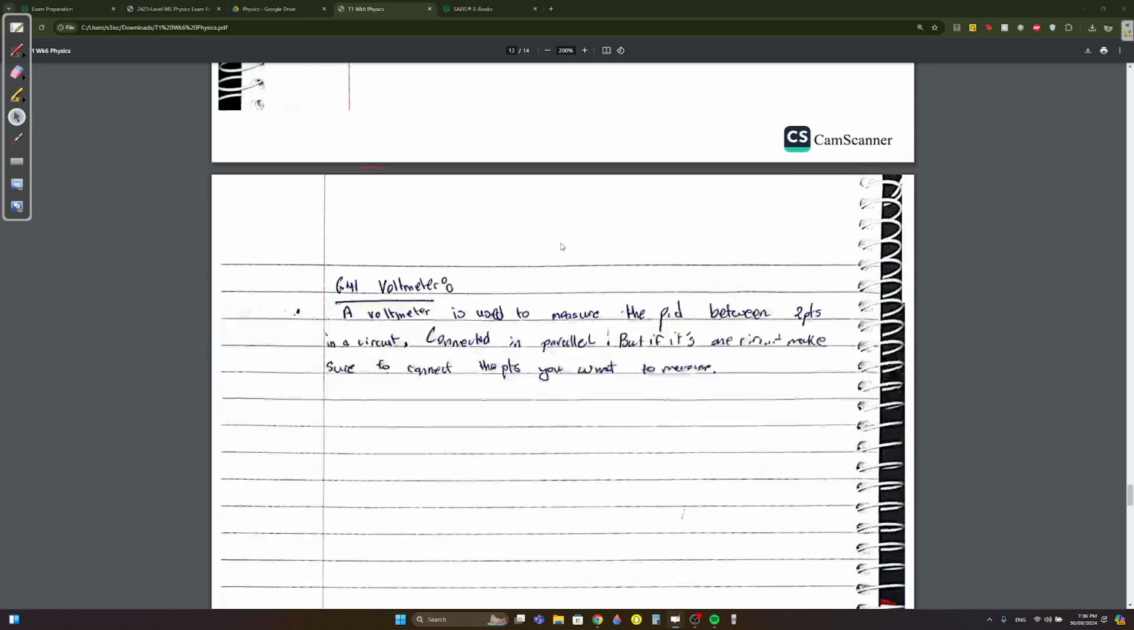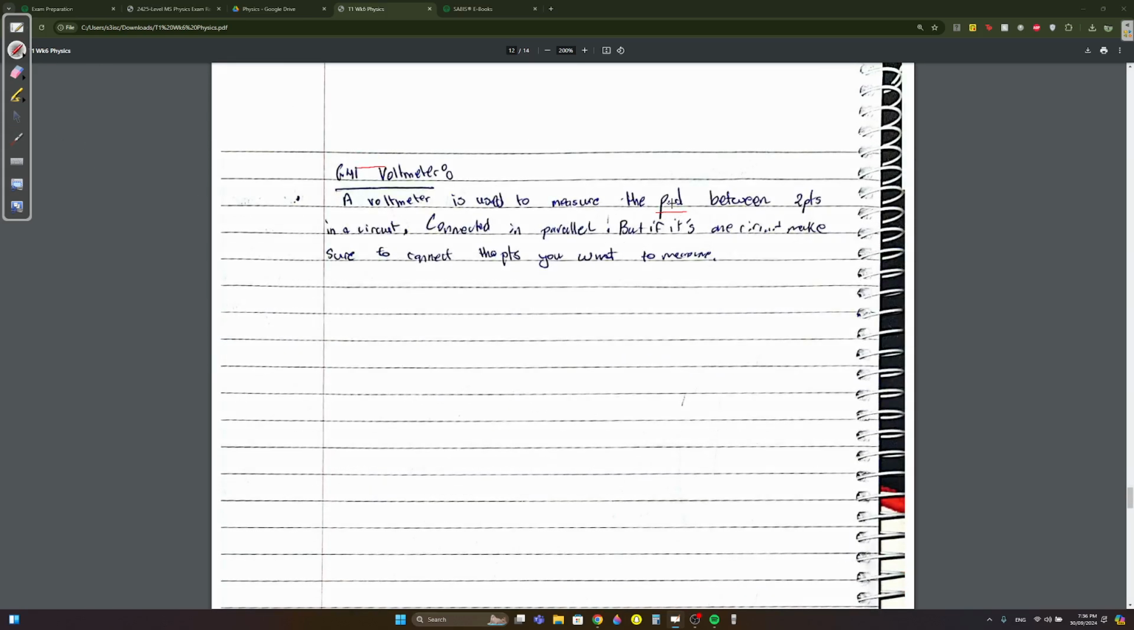And then here, the voltmeter is used to measure the potential difference or voltage, right? But we call it in grade 11 potential difference. Between two points in a circuit, we always connect it in parallel. But if it's one circuit, make sure to connect only the points that you want to measure. What I'm trying to say is, you have here a battery or cell, and here a lamp. You want to measure only this lamp, so you put the voltmeter here in parallel.